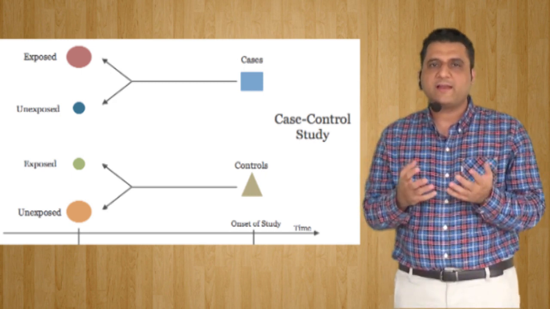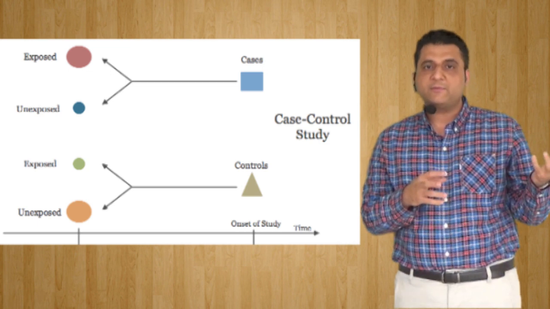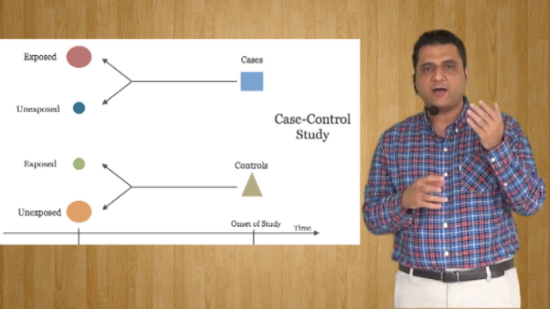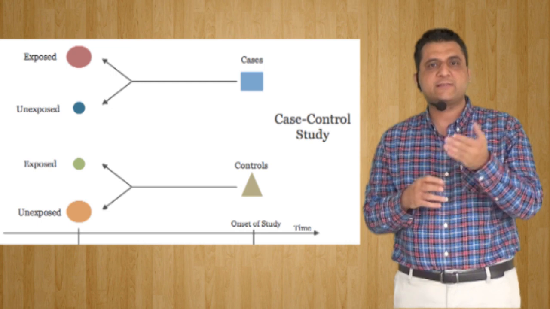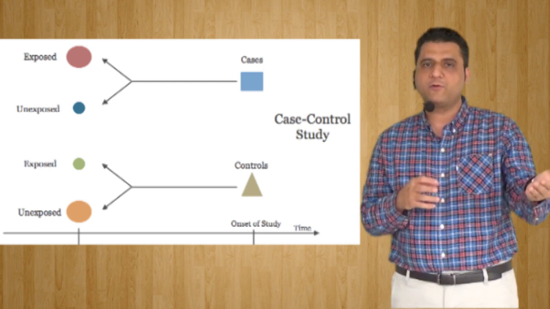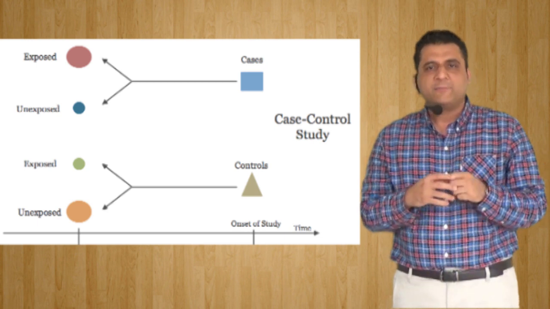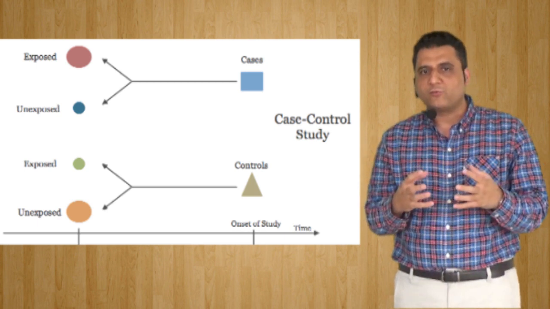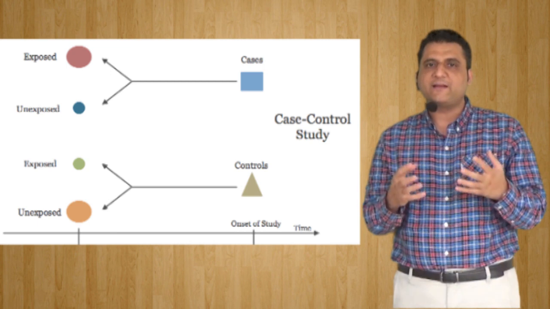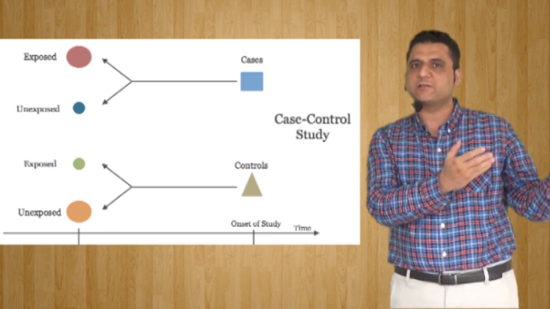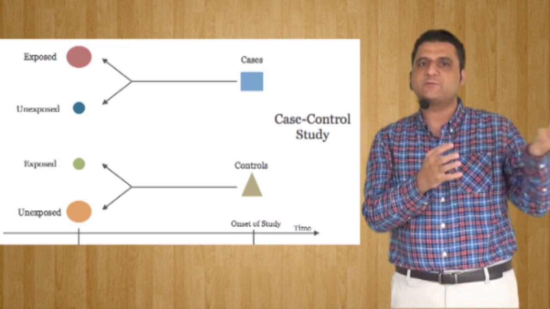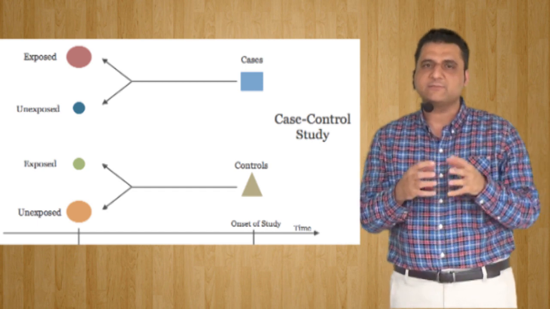Controls are usually selected from the general population, but they can also be selected from the household of the cases. They can also be selected from the neighborhood of the cases. They can be selected from the friends of the cases. But the idea behind the selection of the controls is that they have to represent the general population exposure level for those exposures which we are trying to relate with these outcomes.